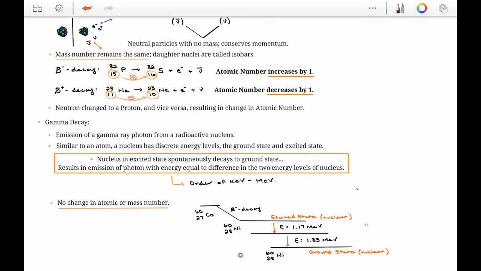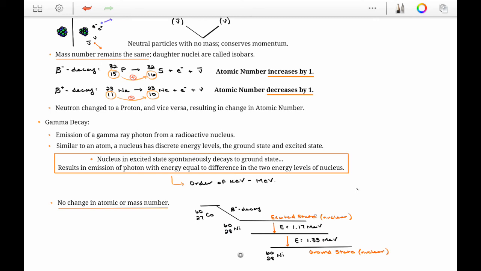And so in this diagram, we're going to put some context to these words. The energy from the emission of a photon is going to be in the order of kilo electron volts to mega electron volts. That's just something that we want to note. But what we have here is cobalt with 27 protons. So whenever we have a beta minus decay, then we know that a neutron is going to be changed into a proton. So that's going to result in nickel, which has 28 protons.